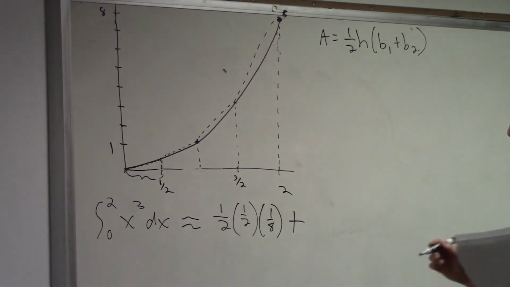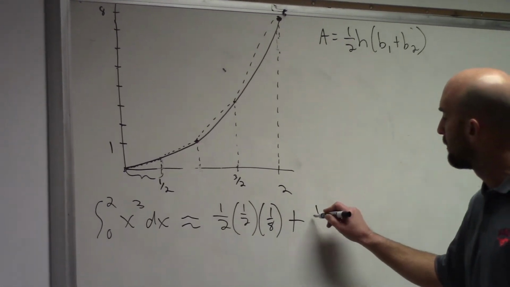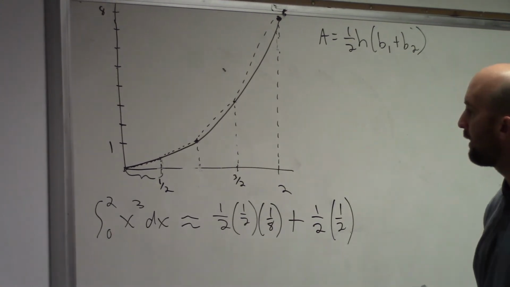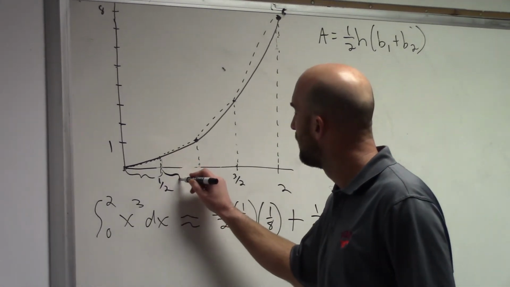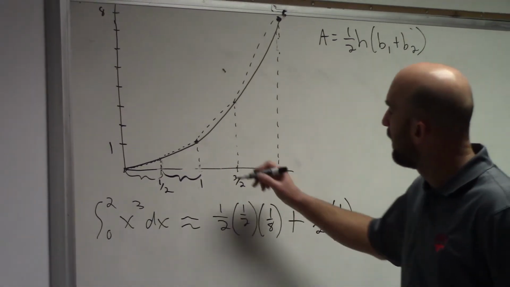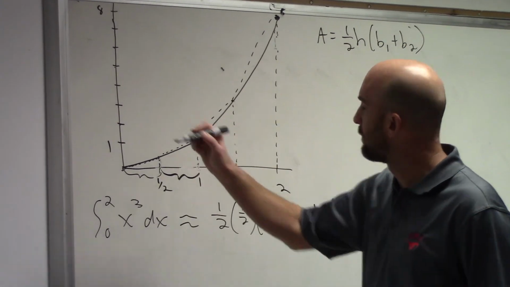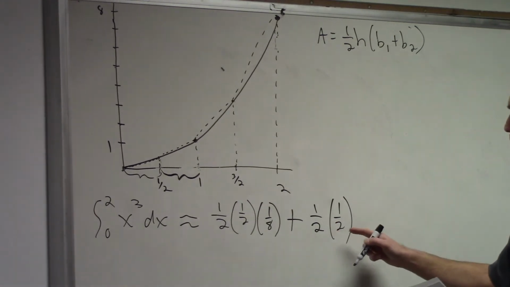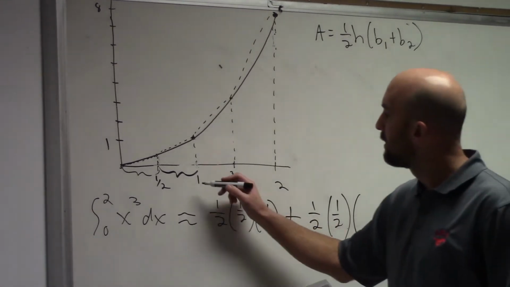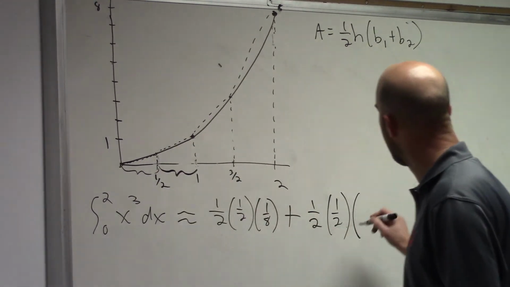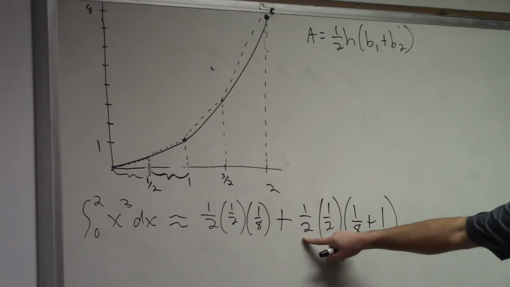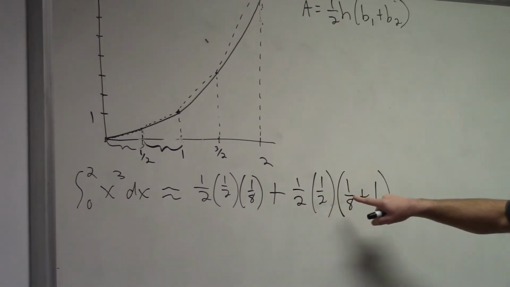Now the rest of these will actually be trapezoids. So I'm going to have 1/2, and then another 1/2, because this still is a distance of 1/2 there. And this will be f of 1, which we know is 1. So 1/2 the height times the sum of the bases. So this was 1/8 and this was 1. So base 1 and base 2. So 1/2 the height times the sum of the bases.